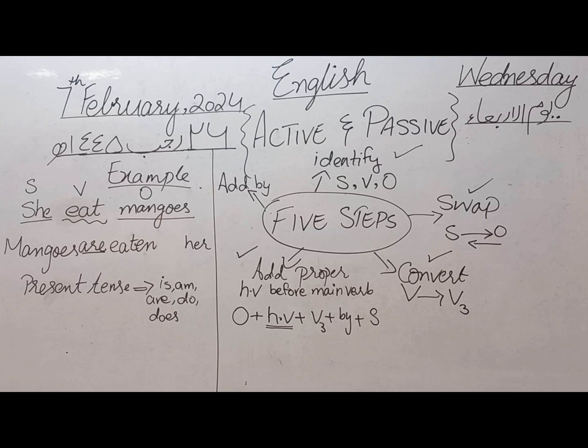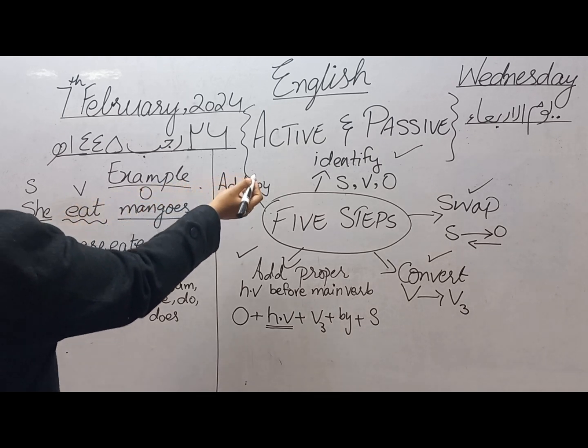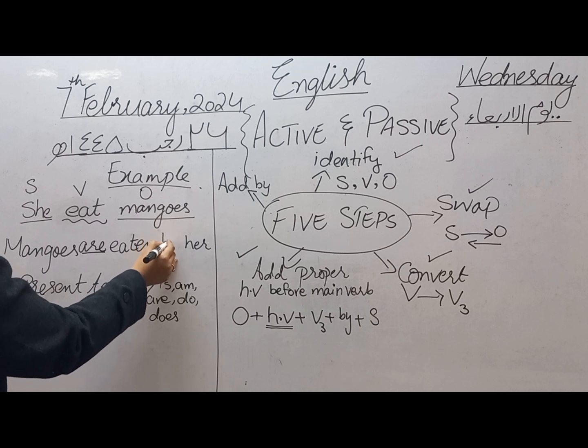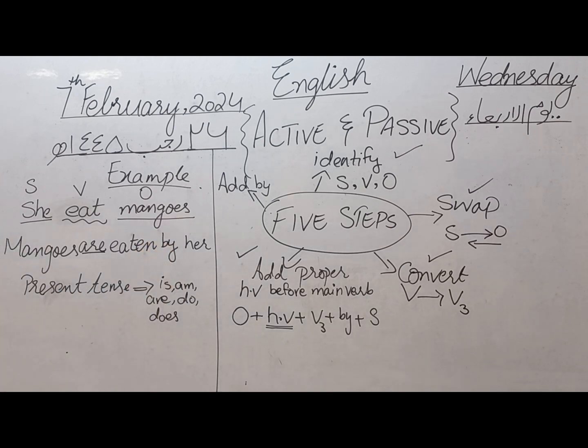Now the last step is you need to add "by" before this subject. So write here "by". So now read it again. "She eat mangoes." It was an active sentence and we need to convert it into passive. That was saying, mangoes are eaten by her. So successfully you people have converted the active sentence into a passive sentence. Very good. It was a good effort by your side. If you follow all these steps that I have just told you, you can do it easily.